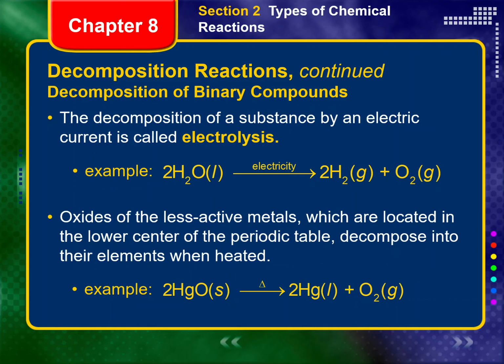Oxides of the less active metals, which are located in the lower center of the periodic table, decompose into their elements when heated. Joseph Priestley discovered oxygen through a decomposition reaction in 1774 when he heated mercury(II) oxide to produce mercury and oxygen, according to the equation at the bottom of your screen here.